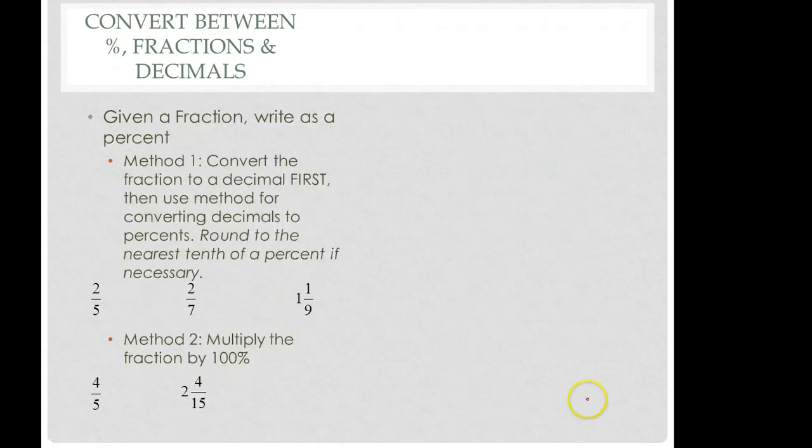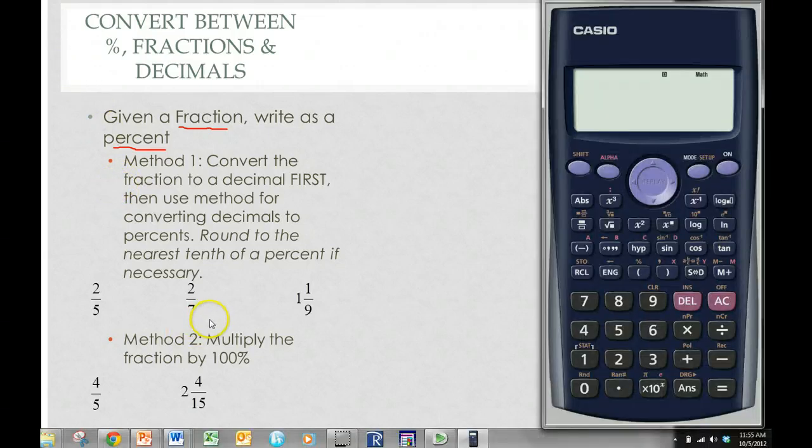Now let's convert between fractions and percents. So this is our final kind of conversion. If I'm given a fraction, changing it to a percent. Now there's 2 ways to do it, and I think, in my opinion, the first way is the easiest way, but you need to do the one that works the best for you. I brought my calculator up because we need the calculator for this part.